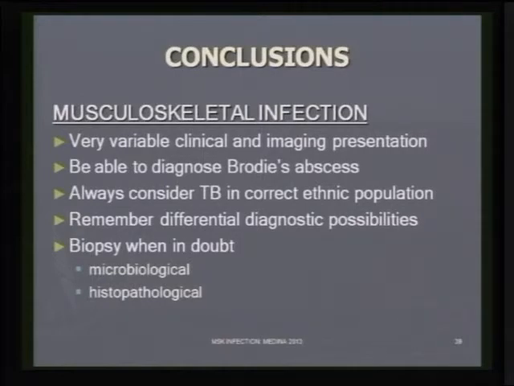So a rapid run through some unusual aspects maybe of musculoskeletal infection. It has a very variable clinical and imaging presentation. We must be able to make a diagnosis of Brodie's abscess. Nowadays we send our patients, once we're happy with the diagnosis, for primary surgical curettage and antibiotic treatment. We should always consider TB in the correct ethnic population, irrespective of how classical the features may look for metastatic disease. Remember the differential diagnostic possibilities, but also, of course, whenever there is any doubt, biopsy, sending material for both histopathological and microbiological assessment. Thank you very much.